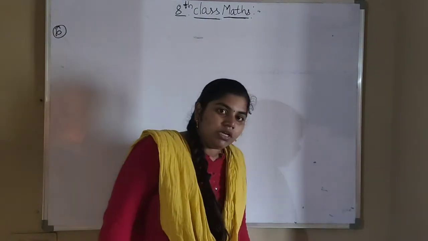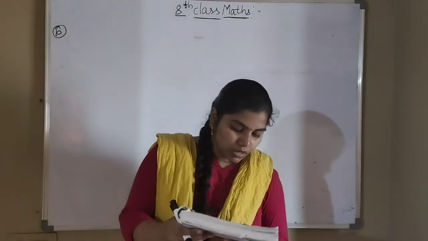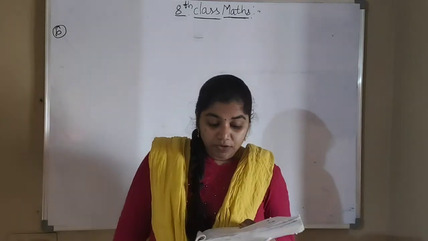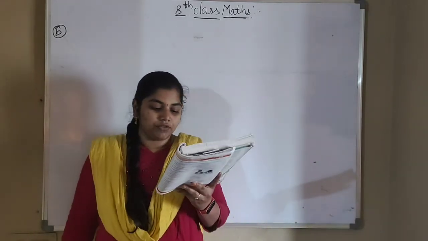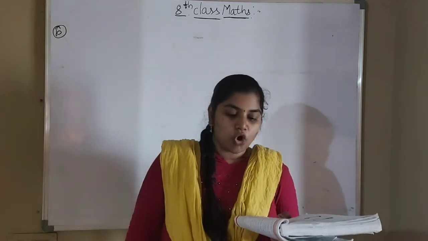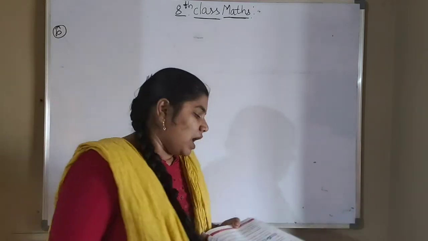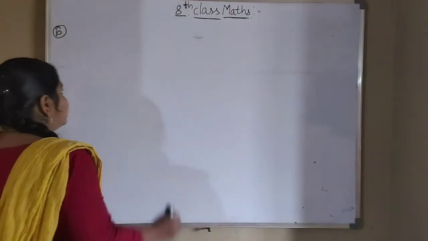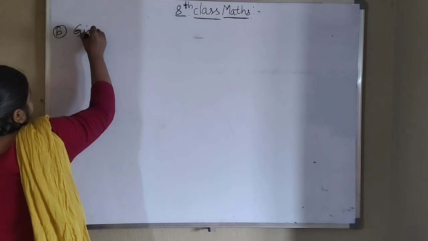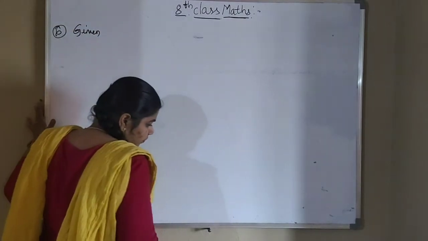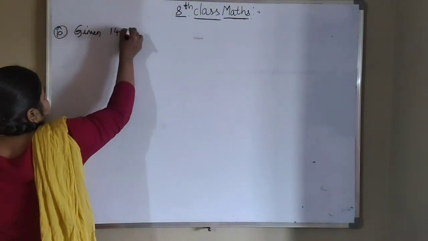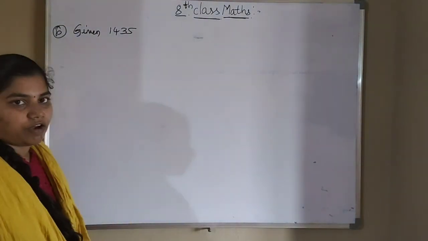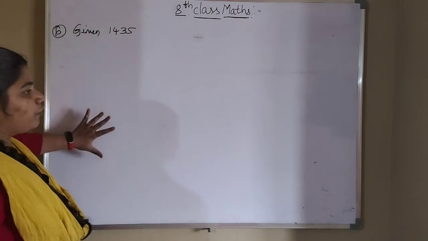What is the question? Check whether 1435 is divisible by 5 and 7. Verify if 1435 is divisible by the product of 5 and 7. Again the same process that we did in the previous problem, the fifth one. What is the given question? The given number is 1435. We have to check whether it is divisible by 5 and 7 or not. First I am doing 5, after that 7.